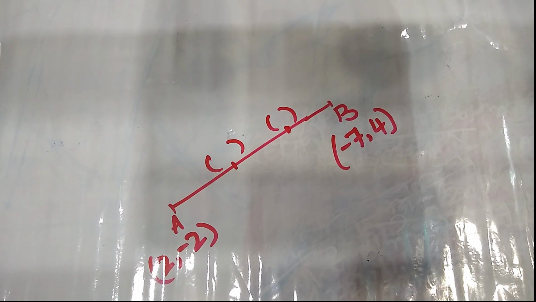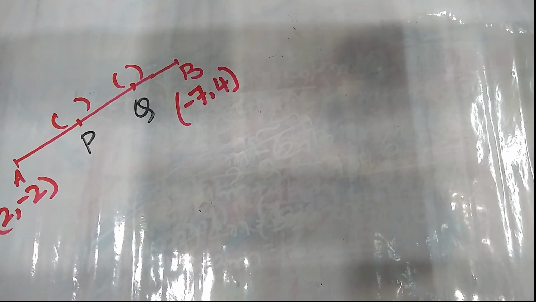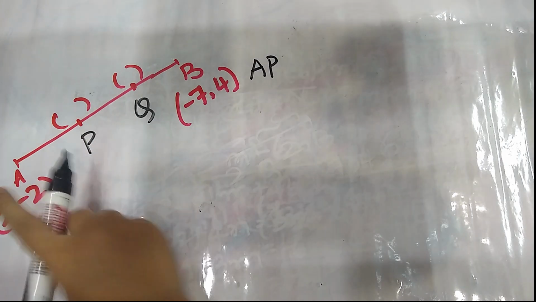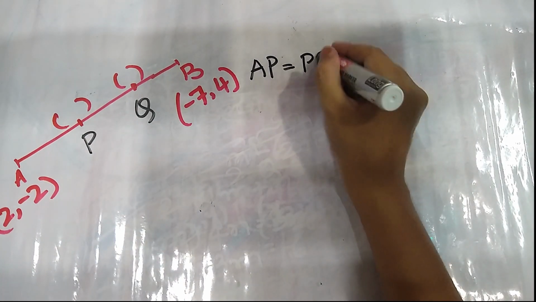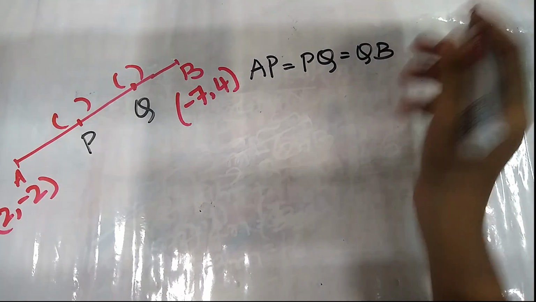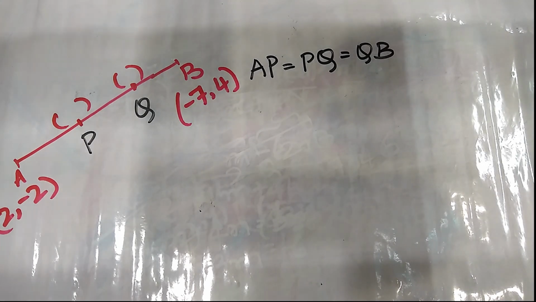Alright, so let us get into the solving of the problem using the formula. So let me just name these 2 points as P and Q. Now because we know what is trisection, we also know that AP, which is this line, should be equal to PQ, which is here, and that should also be equal to QB, which means all the 3 distances should be the same.